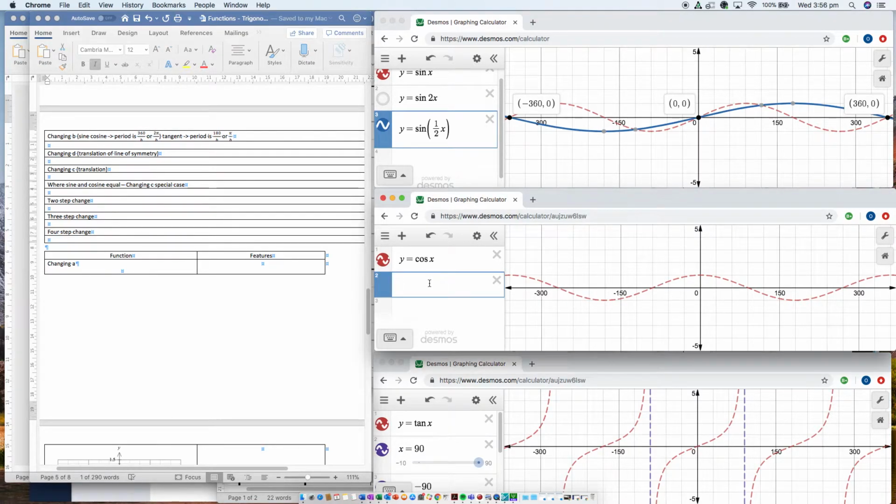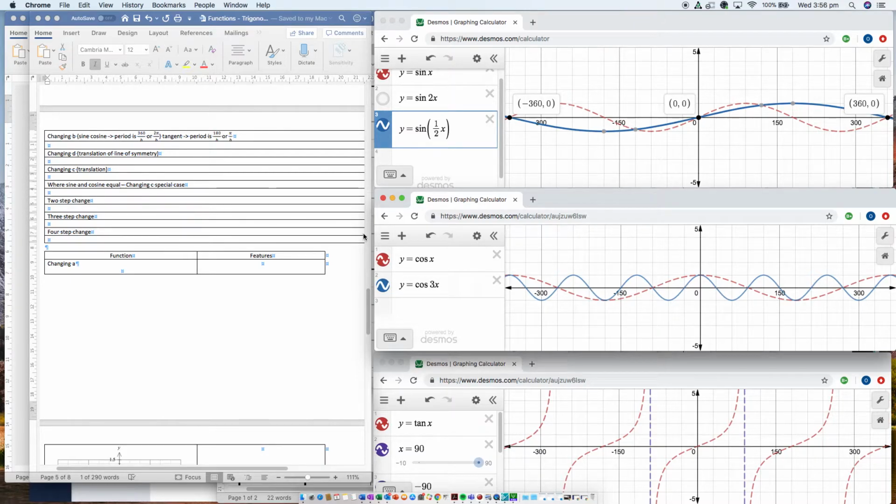Cosine, very, very similar, and we won't dwell too long on it. Let's just say cosine, and it's going to be 3x this time. We'll just look at one of these. So cosine 3x, we're expecting the graph to be squished by a factor of a third along the x-axis. That means we're squishing it.